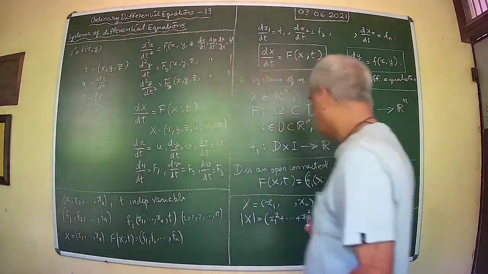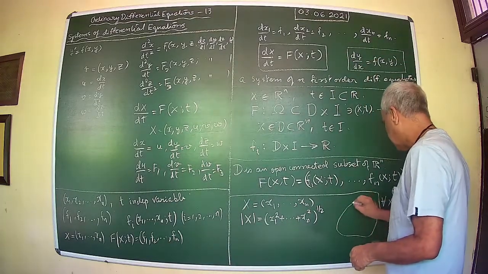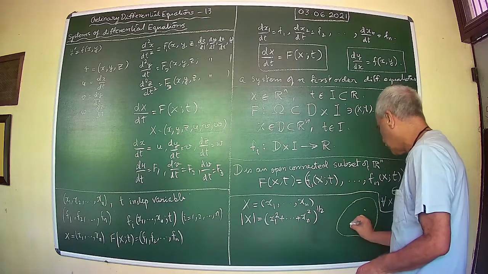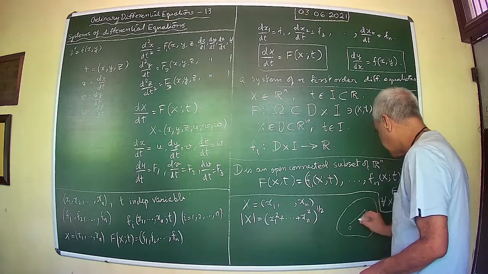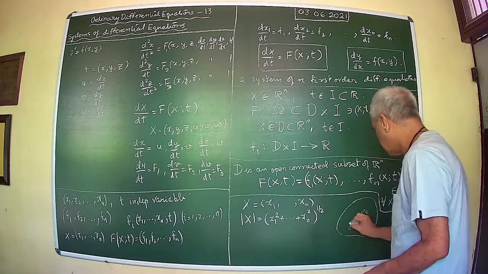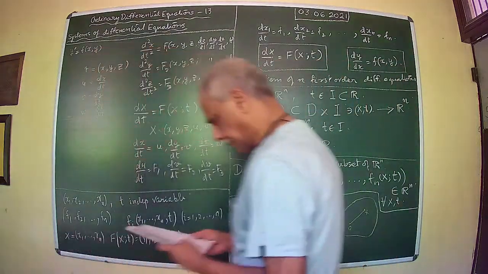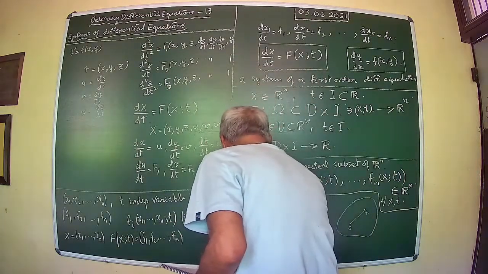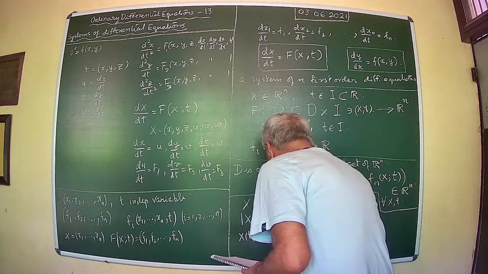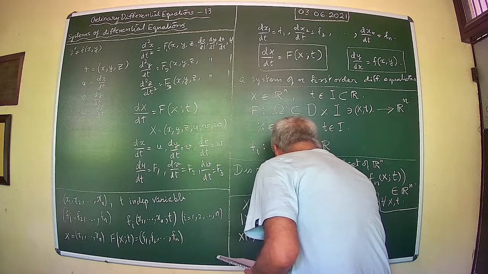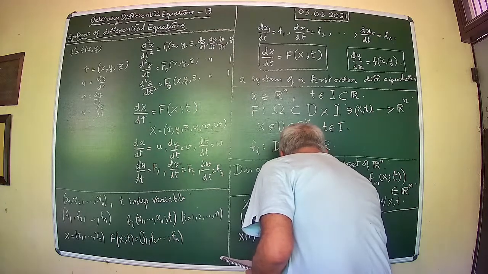But in general, we use the usual standard norm, which in R2 will look like this. If you have 2 points x1 and x2, and this is 0 and this is x, then the norm of x is the direct distance from 0 to x. That is given. The usual, you know all these things. Now x(t) is defined for t belonging to some I.